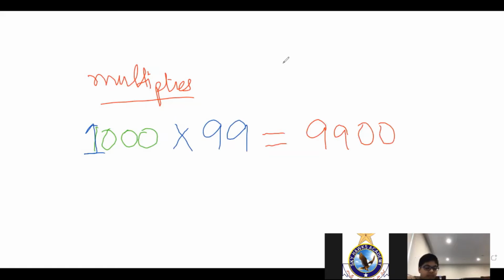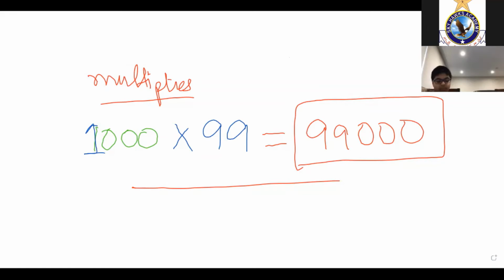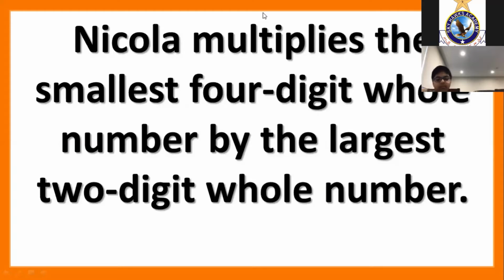99,000. Is it clear? Yes. Have you solved it? Yes, but I don't know why we multiply the 2 digits. Why multiply the 2 digits? Let's read the question again, then you will know. Nicola multiplies the smallest 4-digit whole number by the largest 2-digit whole number. Multiplies. Now is it clear?